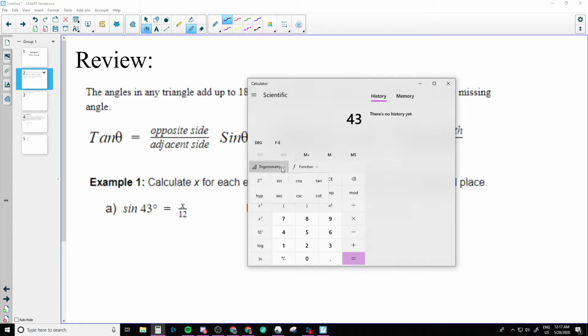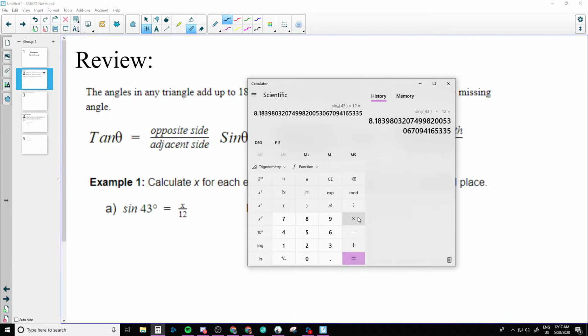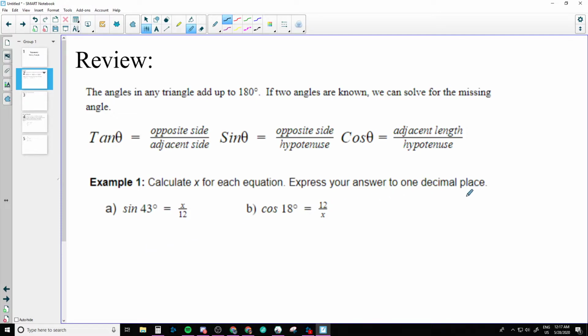So we're going to take a calculator, and we're going to say, okay, we need to find the sine of 43. All right, it's 0.68199 and so forth. And then we're going to times that by 12. That gives us a side x is 8.18. It wants it rounded to one decimal place, so x equals 8.2 in this case here.